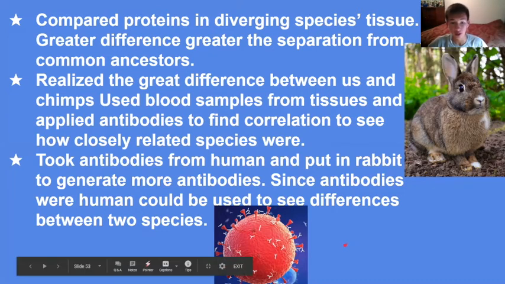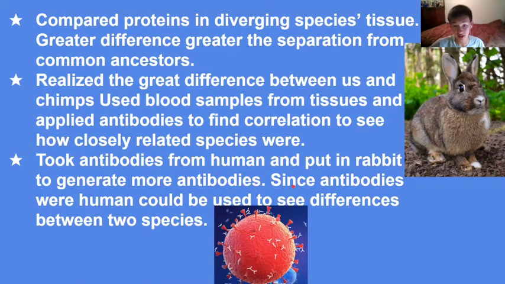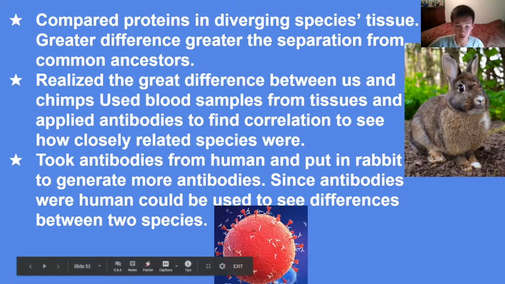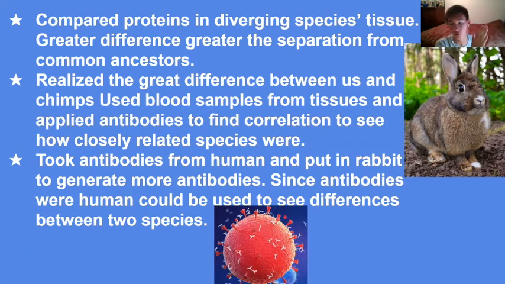And so, using the rabbit, they generated more antibodies. And then what he did is, since the antibodies in humans would be able to be compared with just the structure of the cells and the antibodies of the closer other species. So I'm going to explain what he did.